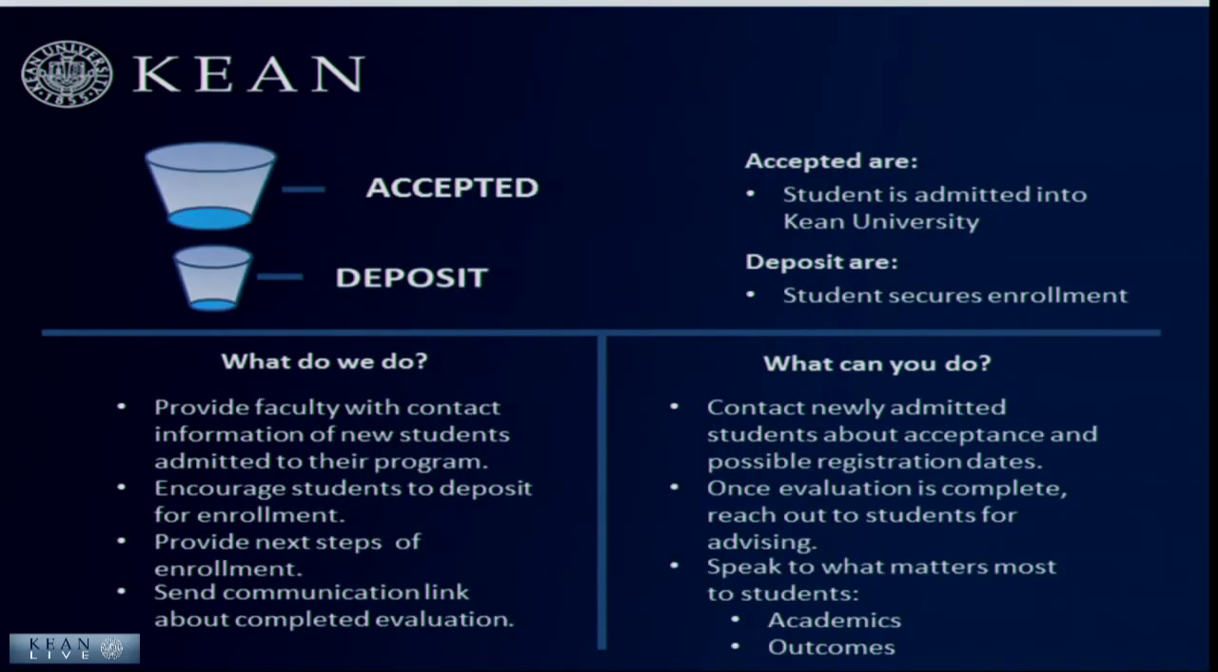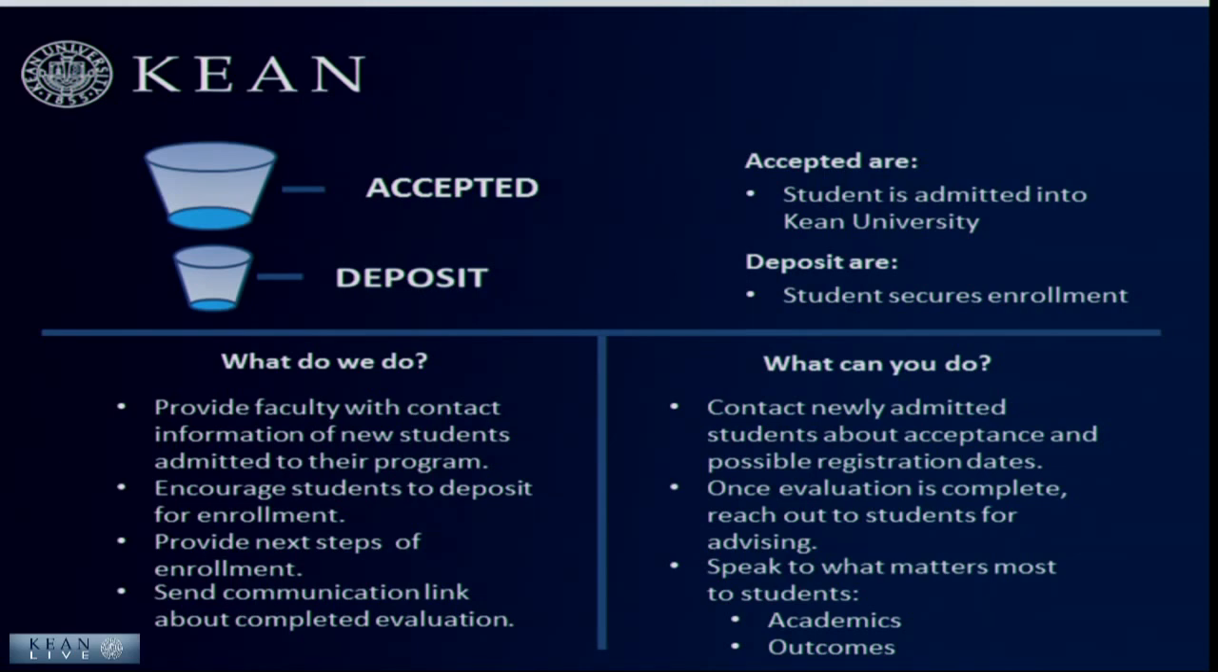This is a big step here, is accepted and deposited. This is a big deal, and we're gonna kind of show you why this gets a little murky, and we really are tightening it up and making it cleaner as we speak. We're making the changes, okay? So, an accepted student is someone who has been accepted into Kean University, all right?